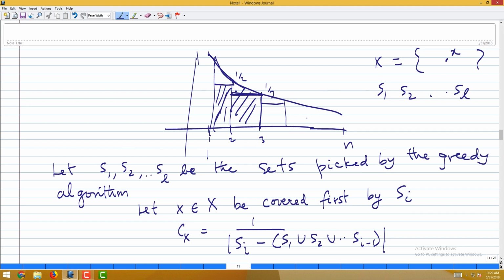Okay. So, x is in this set, right? x is in Si, but not in any of the earlier sets, because Si is the first set covering x. There may be many elements that are covered by Si but not by others. All those elements share this cost. So, Si has a cost of 1, because I am picking that set. That cost I am going to distribute to all elements first covered by that set. Okay. Now, can you tell me what L is? Is this clear? I have given a cost to each element of the universe.